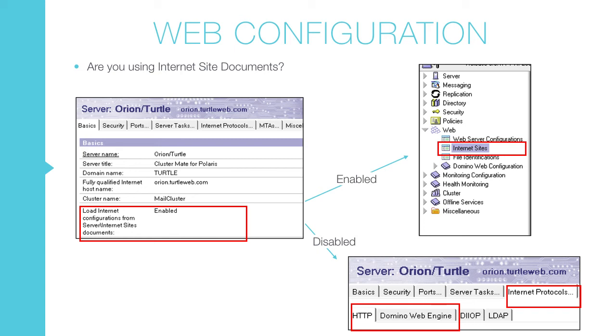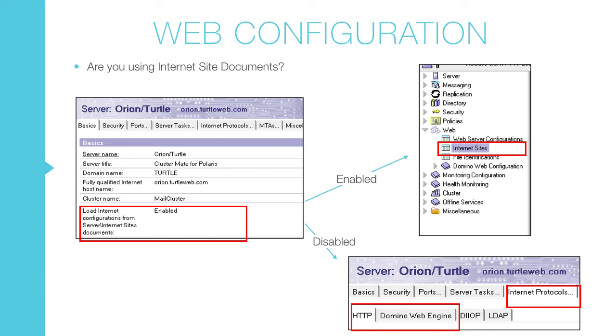We can also go in and check our web configuration. On the basics tab of our server document, we have a field titled Load Internet Configuration from Server Internet Site Documents. If that is enabled, all of your web configuration will be in the Internet Sites view in the admin client in the configuration screen. Also, if you open names.nsf under the servers twisty, you'll have an Internet Sites view as well. If this is disabled, then all your configuration is inside this actual server document.